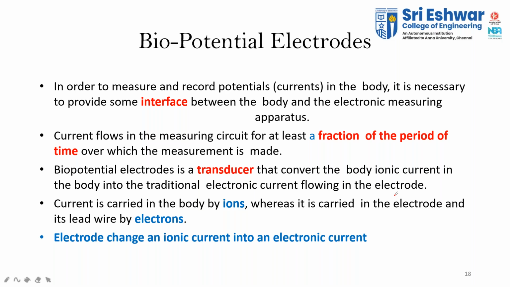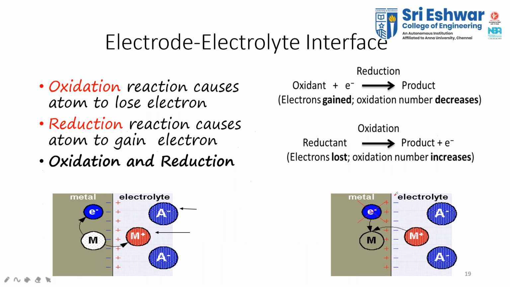This is what is done in biopotential electrodes, and it happens in two processes: oxidation and reduction. The electrode-electrolyte interface works in two ways, one is oxidation and the other is reduction. In oxidation, the reaction causes atoms to lose electrons.